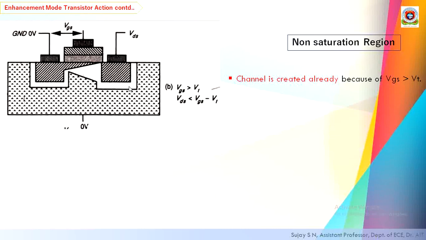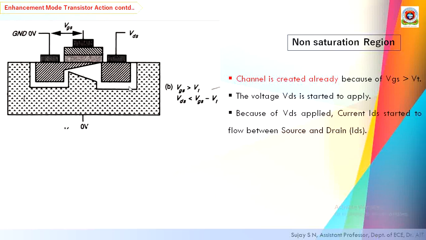And the condition for this non-saturation region is that VDS, what we apply from drain, should be less than VGS minus Vt. Or generally we say that VDS should be less than the gate voltage. So what happens when we start applying VDS? When we start applying VDS, obviously it will make the current flow from drain to source. Because of the voltage we apply from VDS, current starts to flow from drain to source as IDS.